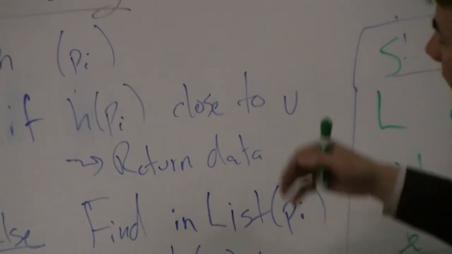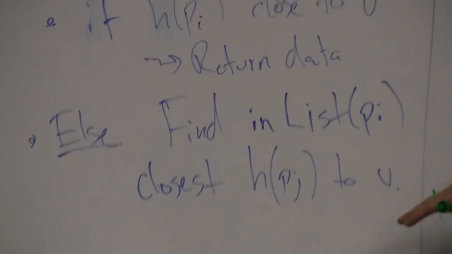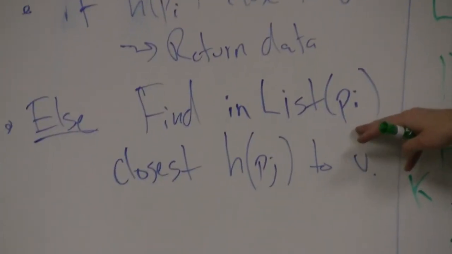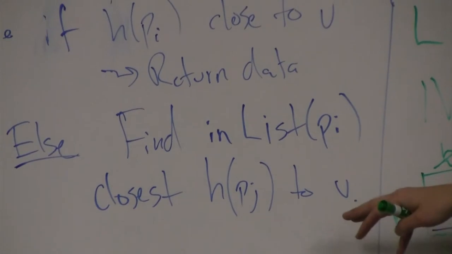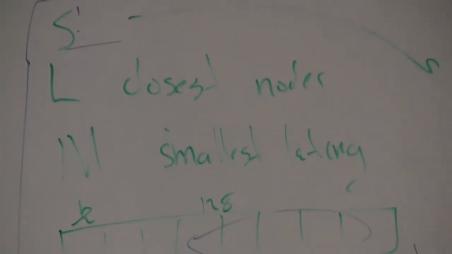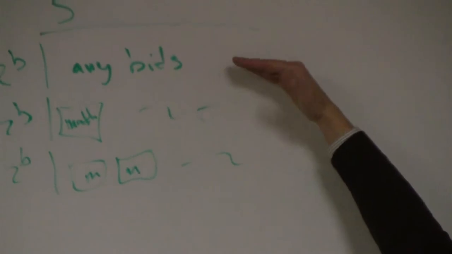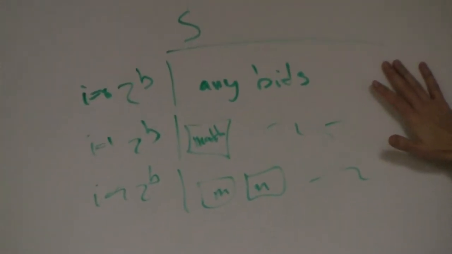Okay, so now let's look at this greedy routing algorithm. Now you want to find in the list, so if you don't have the element, you want to find in the list the one that's the closest to this value that you have. And so you can check the closest nodes and the ones with the smallest latency first, maybe. This is some smallish number. If it's not in this set, then what you want to do is start looking at this other set S, and you want to start from the close ones.